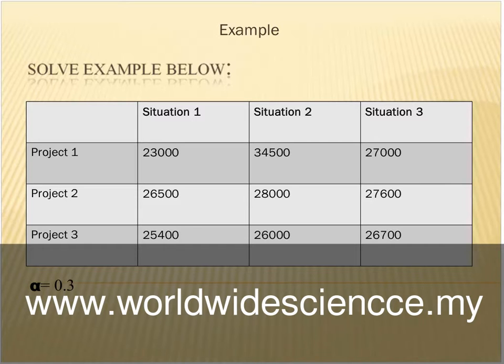For example, if you want to calculate more accurately, you can use more situations. For example, excellent, very good, neutral, and for example weak and very weak. For example, 5 situations, if you want to calculate more accurately.